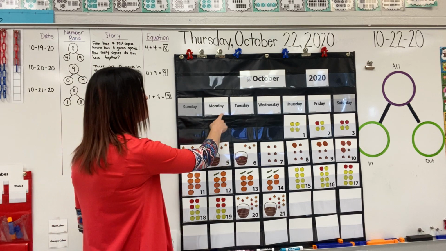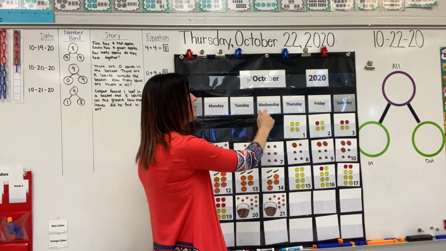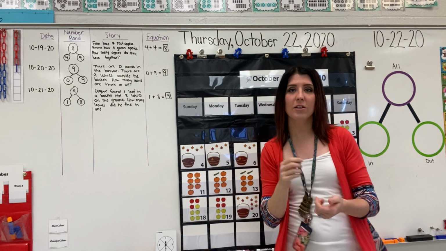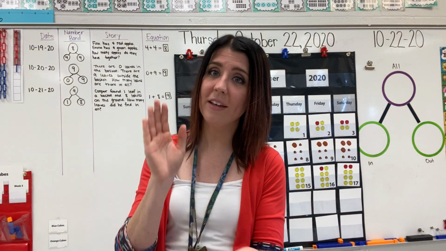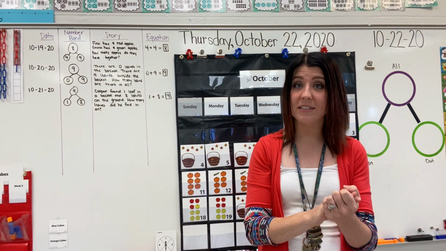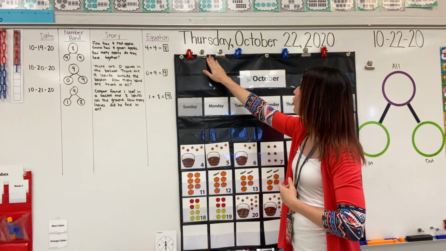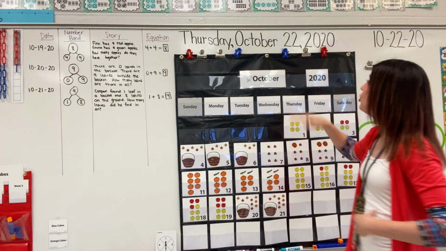There's Sunday and there's Monday. There's Tuesday and there's Wednesday. There's Thursday and there's Friday. And then there's Saturday. Days of the week. Woohoo! So today is actually Thursday, October 22nd, 2020.